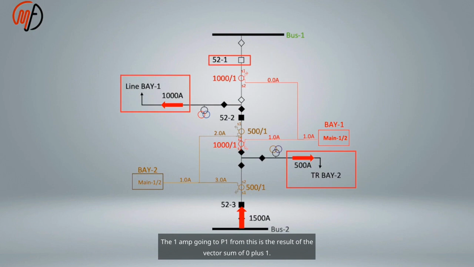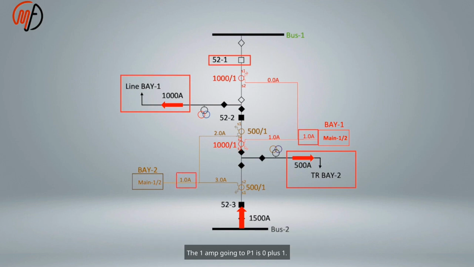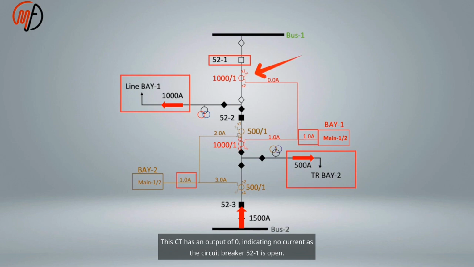The 1 amp going to P1 is the result of the vector sum of 0 plus 1. This CT has an output of 0, meaning there is no current at all, because no current has passed through the primary since circuit breaker 52.1 is open. And indeed, the current on P1 from the relay will be 1 amp too.